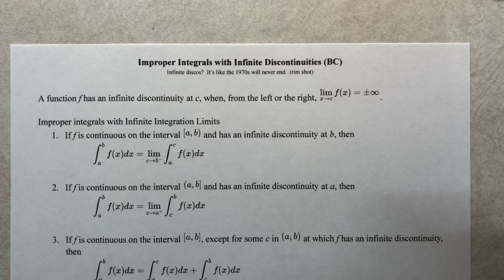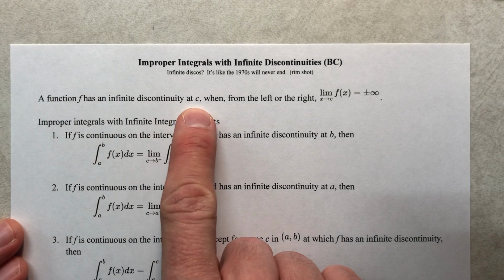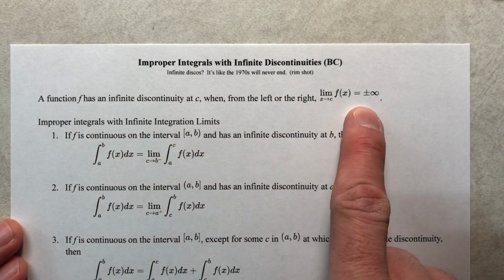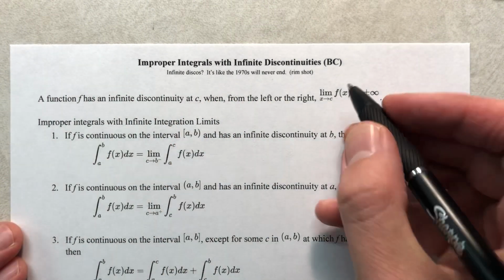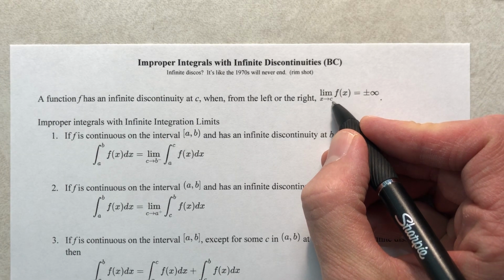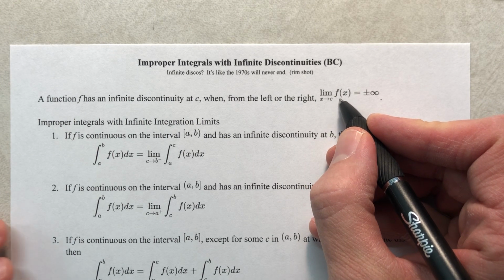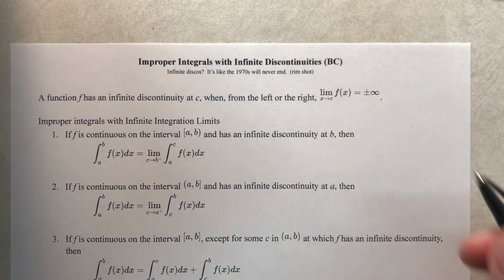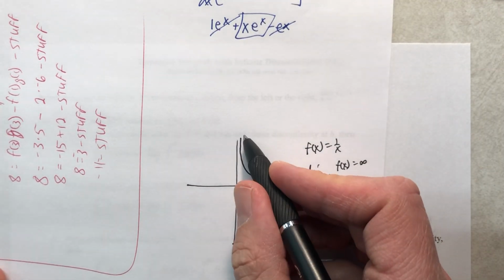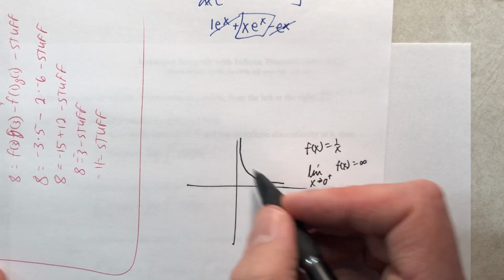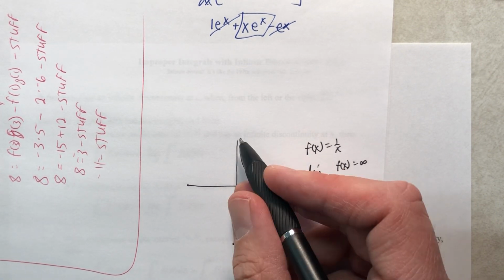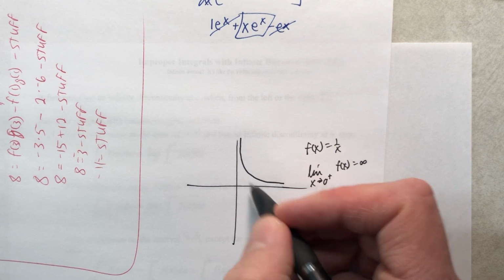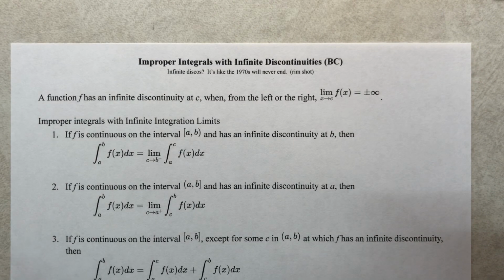All right, let's talk about improper integrals with infinite discontinuities. A function has an infinite discontinuity if this happens. Let's translate this. If I approach some x value on my function and I reach infinity or negative infinity, then I basically have a vertical asymptote. This is an infinite discontinuity. I had a hard time saying it. There are so many I words in here: improper, integral, infinite.